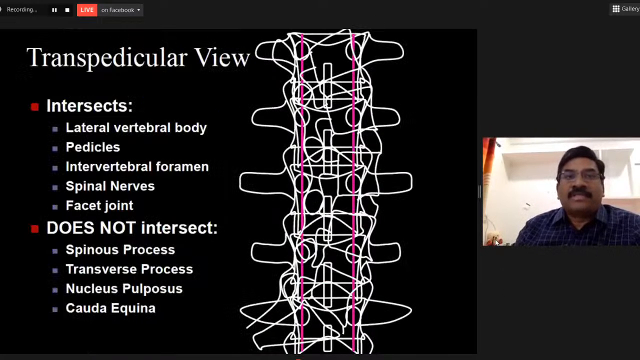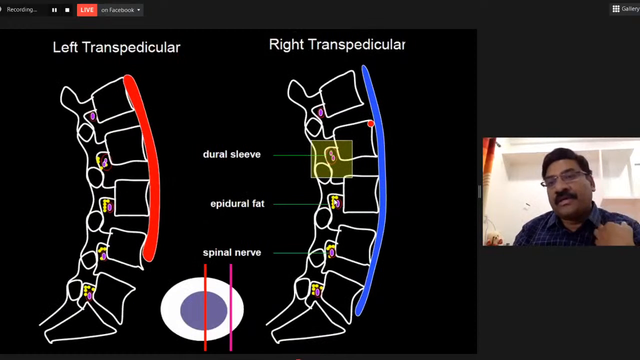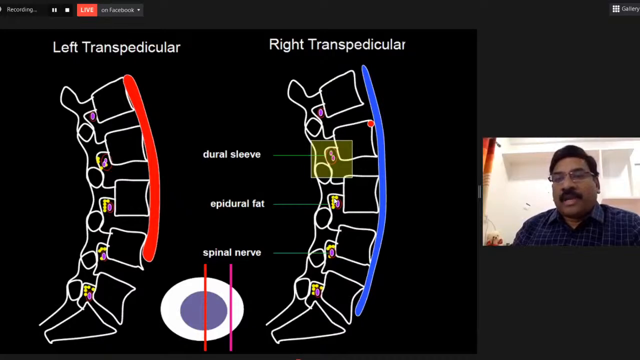The transpedicular section, this is the most important section where you can identify the foraminal area in the lateral part. So here you see the lateral vertebral body, pedicles, intervertebral foramen, spinal nerves and facet joints. These are the ones which are clearly seen in the transpedicular view, which is a little more paramedian view. But you can't see the spinous process again because we already passed that one. Transverse process, nucleus pulposus, cauda equina, those can't be seen. So this is how it looks in the pedicular section. This is very important to see.